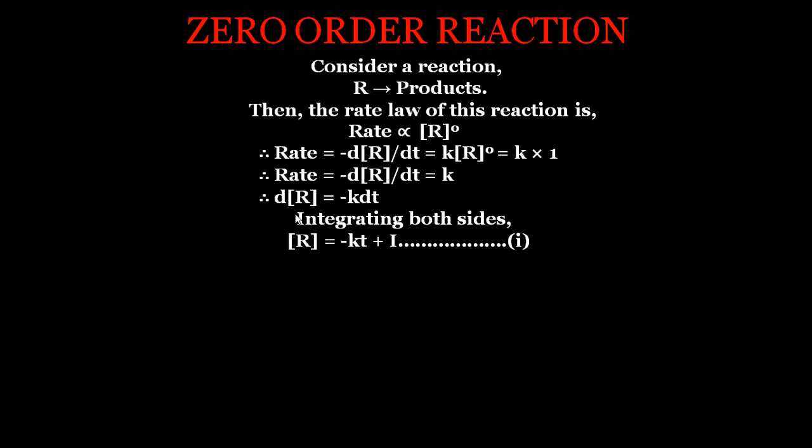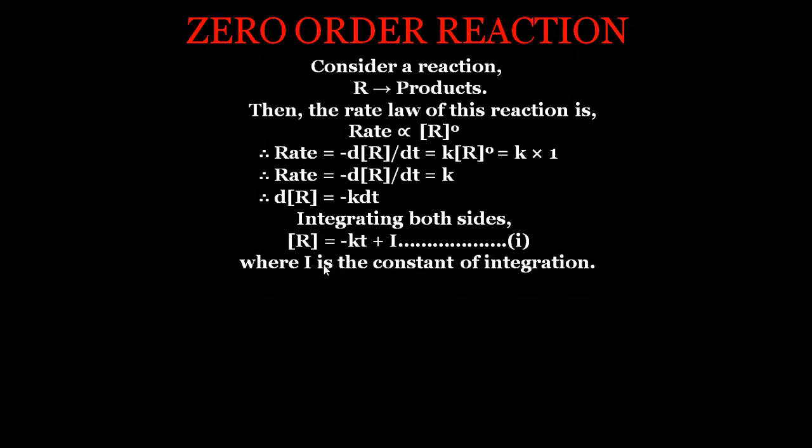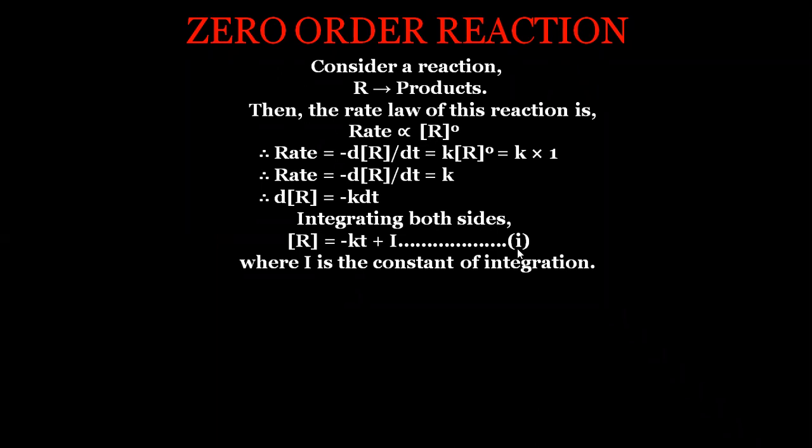I hope you understand. Integration of dR is R. Integration of dx is x, right? So integration of dR will be R. Constant comes out of integration. Integration of dt will be t plus I, since it is an indefinite integral, as a result of which we introduce a constant which we call the constant of integration. So where I is the constant of integration. Let us make this equation 1.